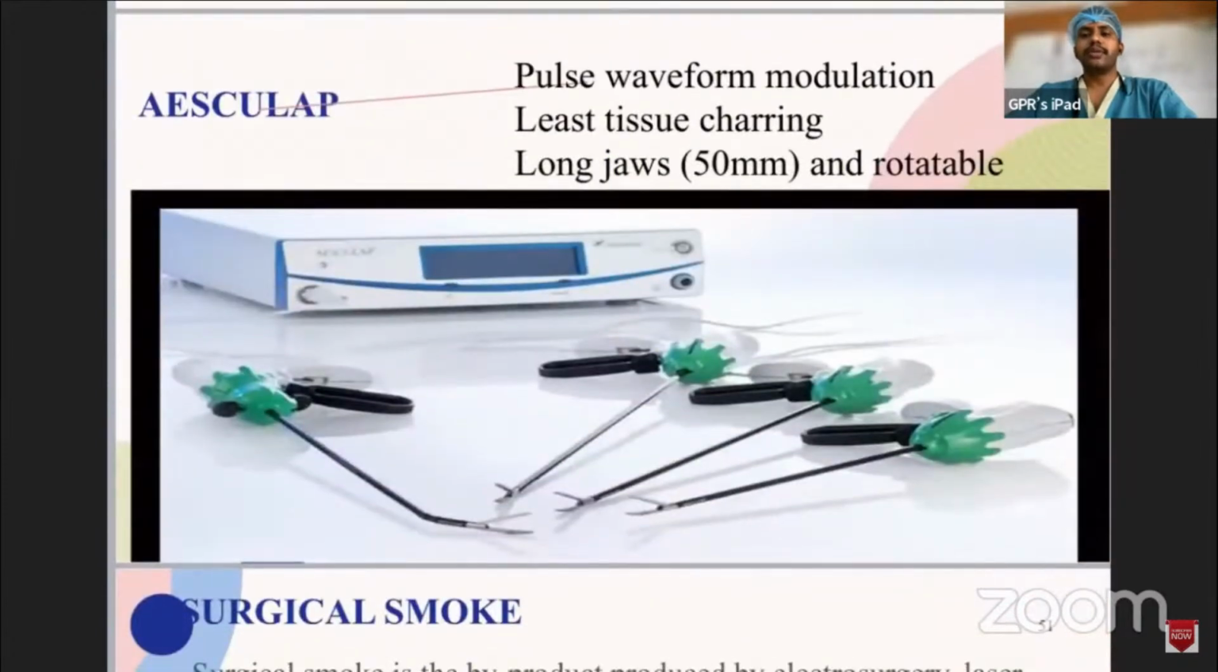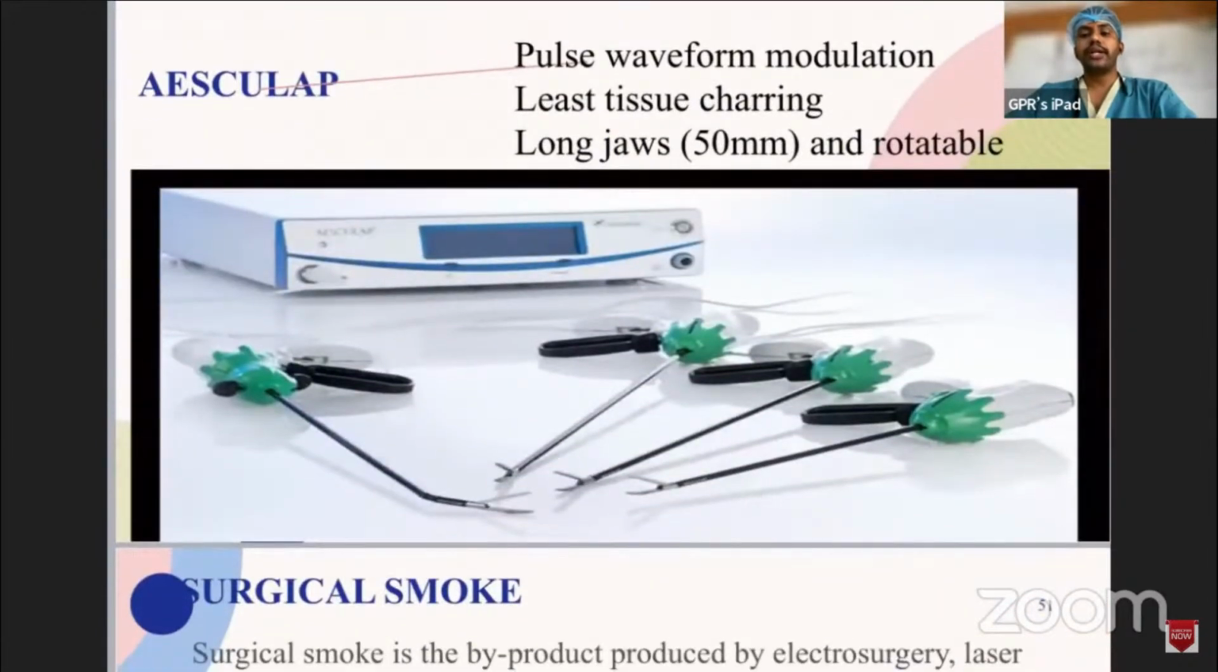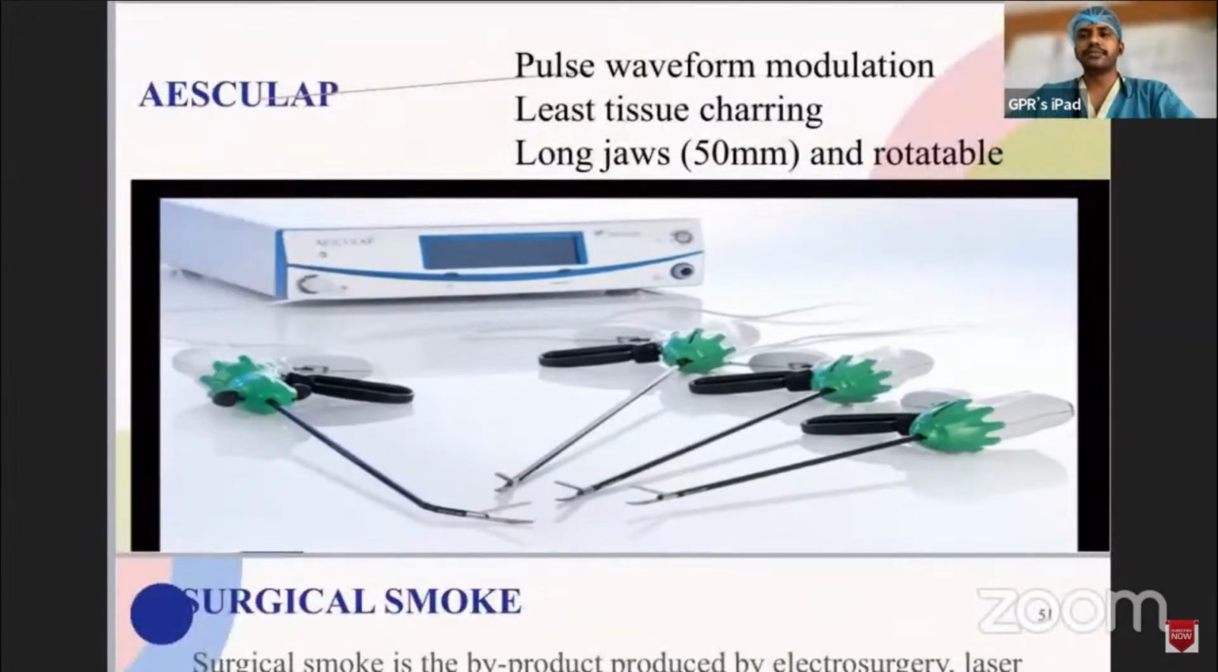Then comes Aspilab, which has its own rotating or end-turning shear tip. As you can see in the picture of the first instrument, we can literally articulate the jaws rather than just rotating them. This uses pulse waveform modification, and it causes the least tissue charring. So for whatever we have discussed.